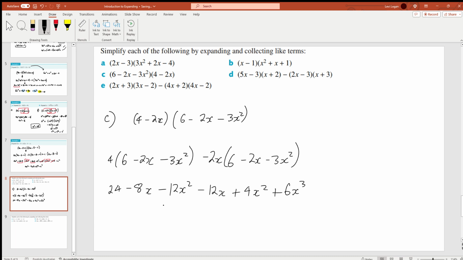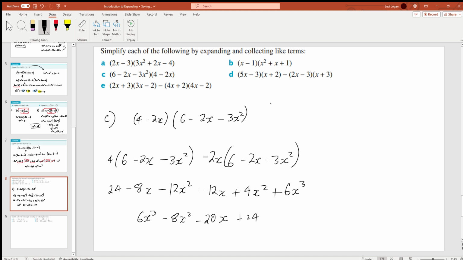And that's it. Now we just look for like terms. We'll write the cubic term at the front as the highest degree of the polynomial. We've got two x squared terms, so minus 12 plus 4 is going to be minus 8x squared. Then we have minus 8 and minus 12, so it's going to be minus 20x. And there's no other numbers, so plus 24. And that's it.